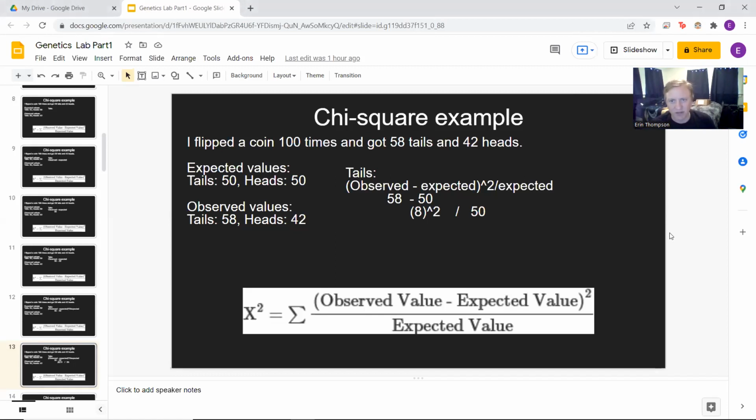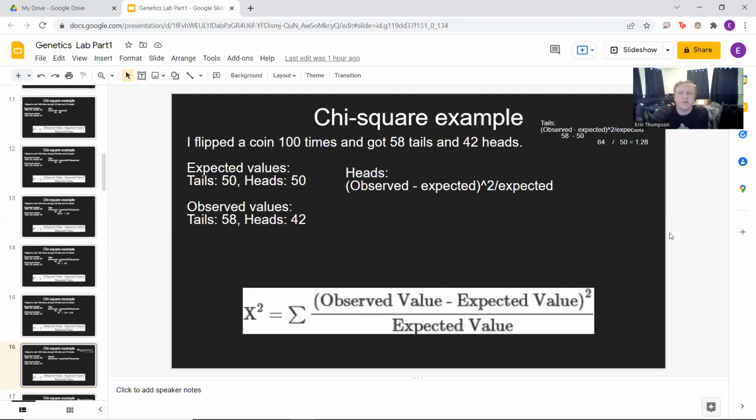All right, let's trudge on. Observed minus expected, 58 minus 50, we get 8. Then we square that number, which gives us 64, and we divide by our expected. Okay, 64 divided by 50 is 1.28. Okay, we're almost done with this first example, but let's put that information off to the side. And now we're going to run the same calculation for heads. What's our observed value for heads? And what's our expected value for heads? Somebody give these to me.